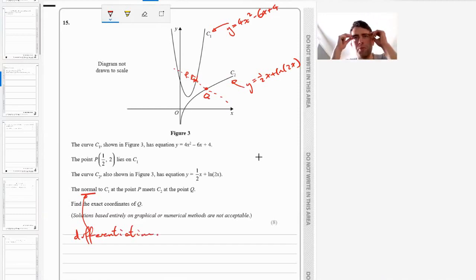So think about what we need and we'll work backwards. We need Q, so we need to find the intersection of the normal with C2. So we need the equation of the normal. For the equation of the normal, we need the gradient, and you can get that from differentiating. We've worked backwards, and we figure out that the first thing we need to do is differentiate. Problem solving tip.